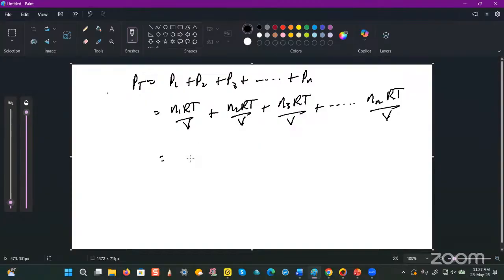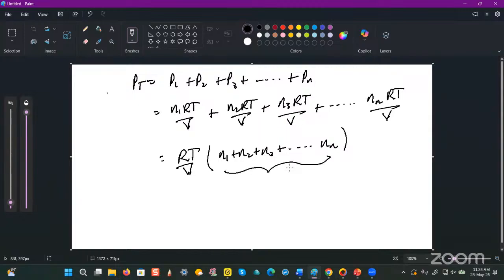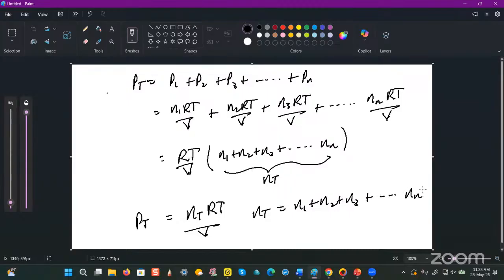And then what you can observe here is that you can factor out RT over V, and you're going to end up with, within the parentheses, N1 plus N2 plus N3 plus and so on to Nn, right? And this here represents the sum of the moles of all the gases in a mixture, right? So we can represent that with NT. So therefore, PT can be simplified to be equal to NT RT over V, where NT is equal to N1 plus N2 plus N3 plus all the way to Nn.